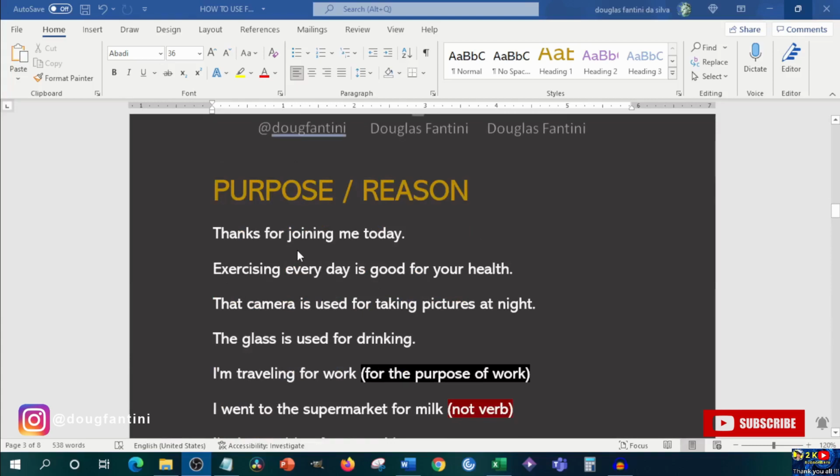Now let's talk about purpose and reason. In this section you're gonna see a lot of examples related to purpose or reason. The question is why or what for. You will use the preposition for in these cases.